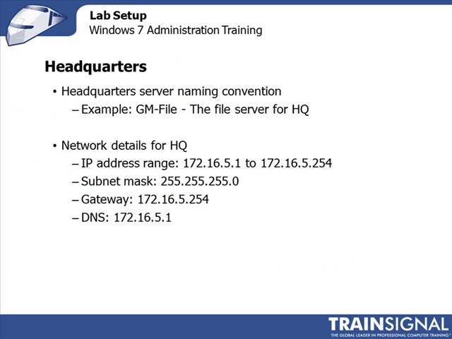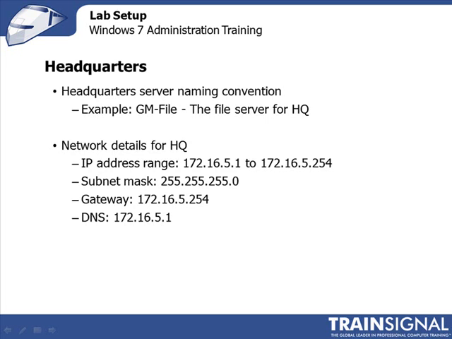Each type of GlobalMantix office has a specific naming convention for the machines that exist at a particular site. For example, headquarters uses the naming convention of GM for GlobalMantix - server role for its servers. So for its file server, the GlobalMantix name would be GM-file. The network details for headquarters are as follows.